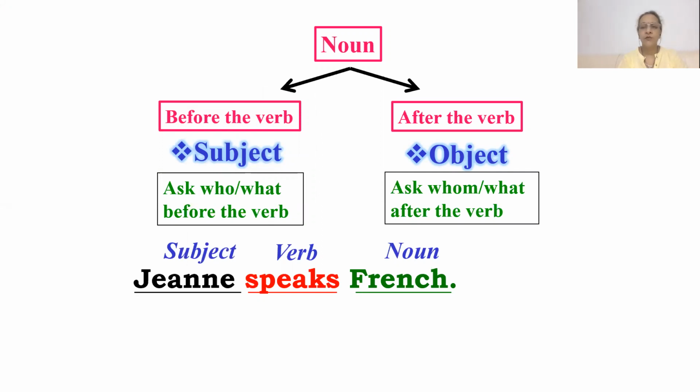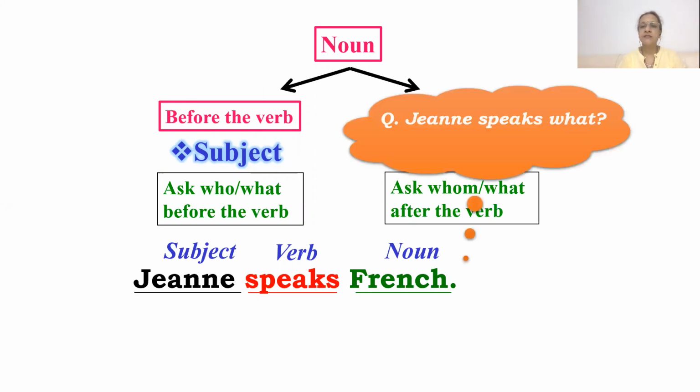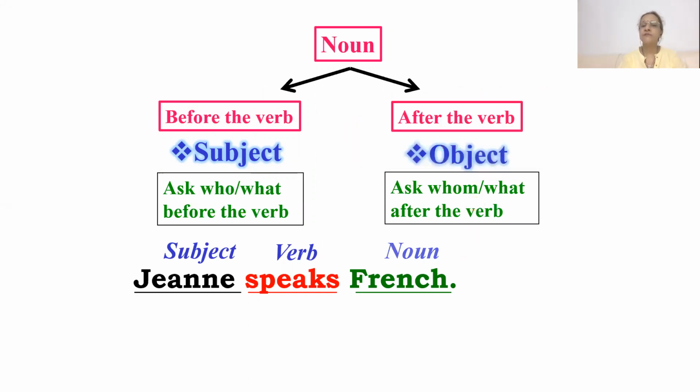For object noun, you can ask the question whom or what after the verb. Let's see. Jean speaks what? The answer is what? French. So French is my object noun. So students, always remember, identify the verb. Before the verb is your subject noun and after the verb is your object noun.